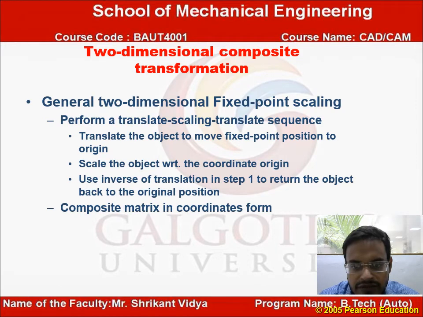So, general two-dimensional fixed point scaling. We first perform a translate, scale, translate sequence. So we translate the object to move the fixed point position to the origin. Then scale the object with respect to the coordinate origin. Use the inverse of the translation in step 1 to return the object back to the original position. Then the composite matrix in coordinate form.